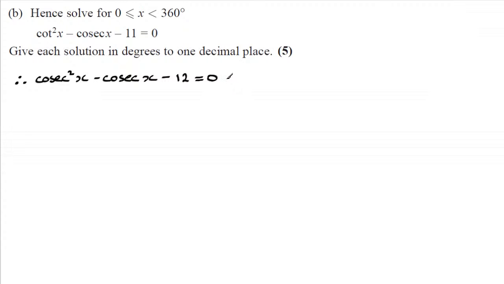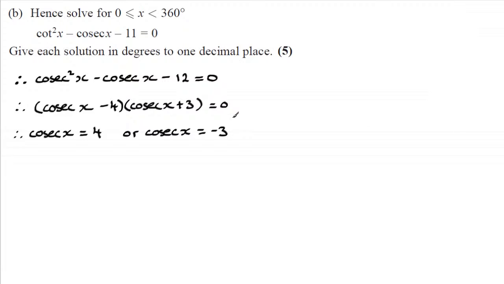And what we need to do now is we see this as a quadratic equation and we can factorize it. There you go. Cosec x minus 4 times cosec x plus 3 equals 0, okay? Put each factor equal to 0, and that leads to cosec x equaling 4, cosec x equaling minus 3. For you guys out there who are doing AS level, cosec is the same as 1 over sine, okay? So we end up with 1 over sine x equaling 4, or 1 over sine x equaling negative 3.